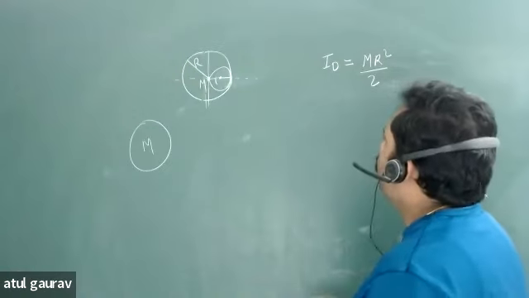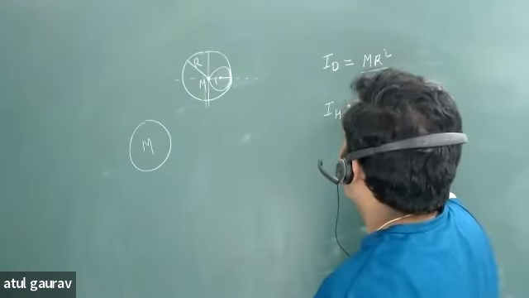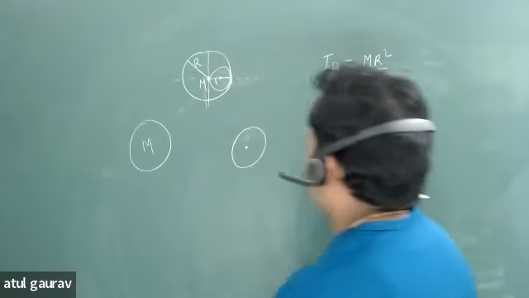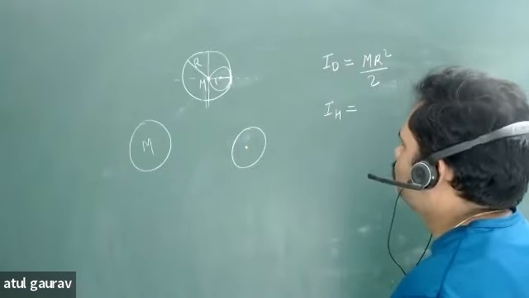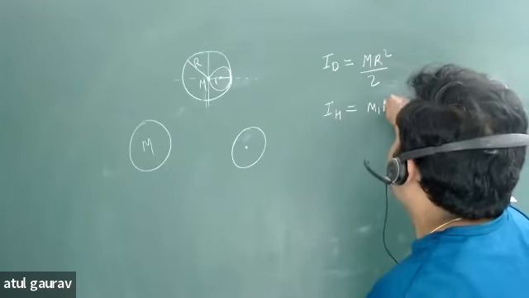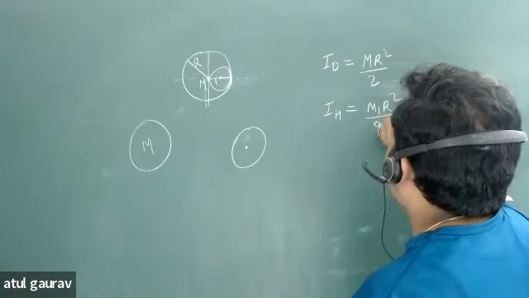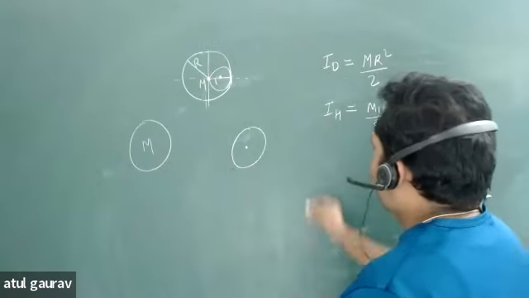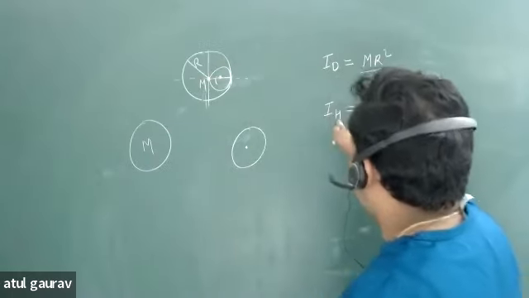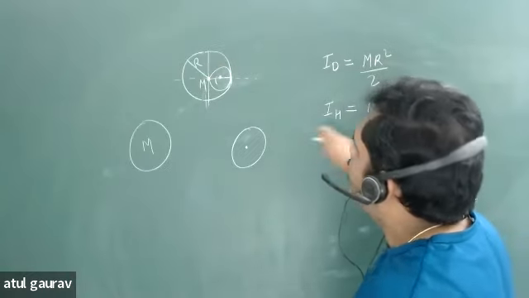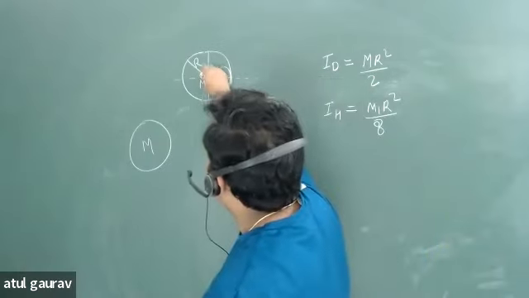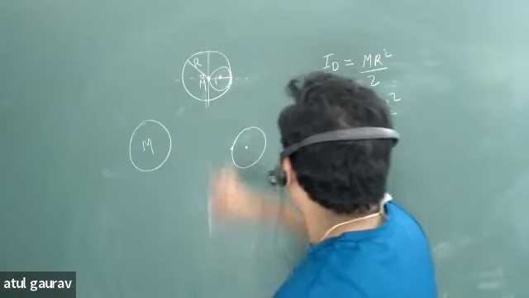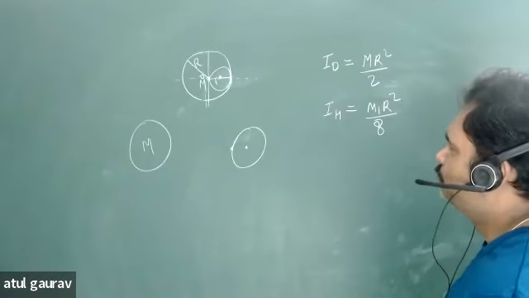Okay. Now, what will be I of hole? होल के सेंटर के अबाउट क्या होगा? m1 r square by 8. Very good. ये तो इसके अबाउट निकाल लिया ना, बट हमें किसके अबाउट निकालना है? So this is the moment of inertia of hole about its own center. But what will be moment of inertia of this particular disk about this point?